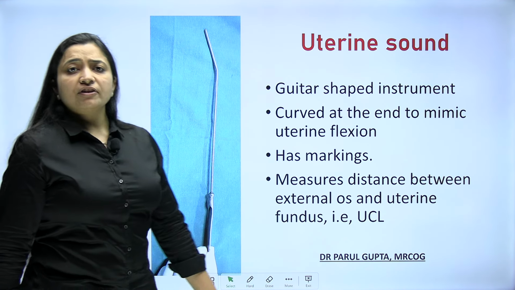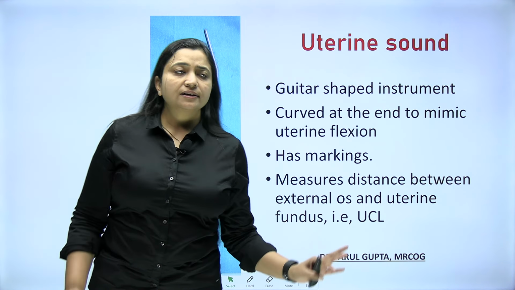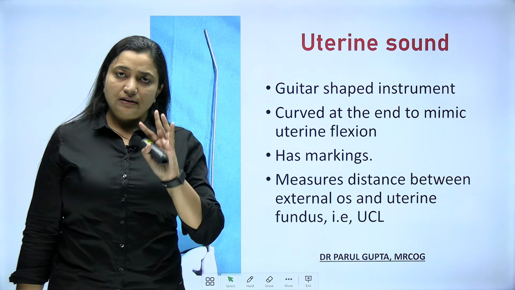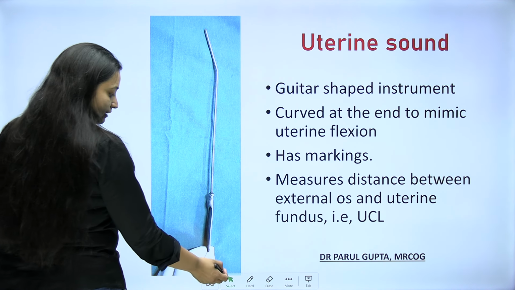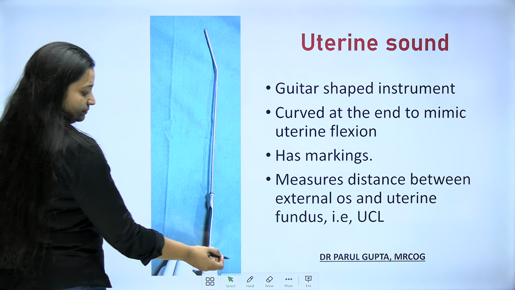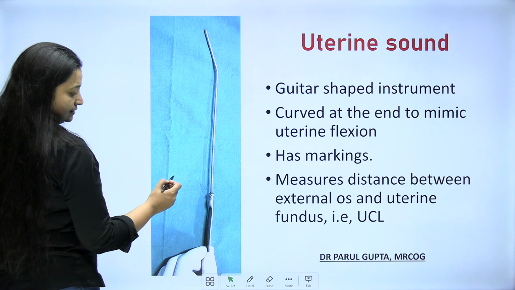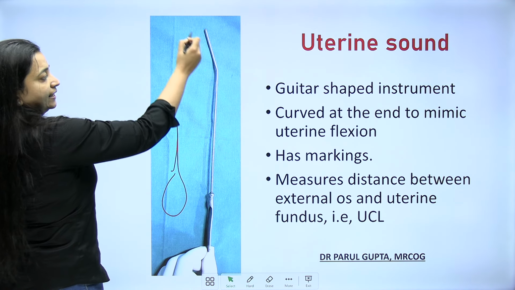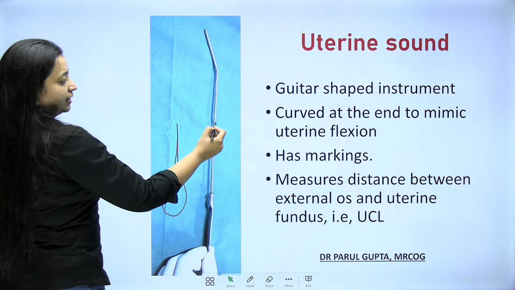The last one I have kept just to finish off with the instruments. It is a uterine sound. It is generally not used in D&E procedures. It may be used in prolapse uterus, in vaginal hysterectomies. But how to identify it? It is a guitar shaped structure. This last thing looks like a guitar. This is a long stem like structure with markings.